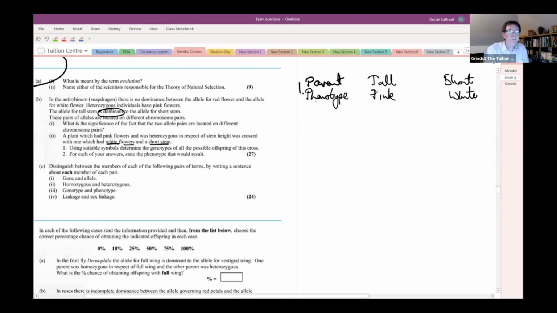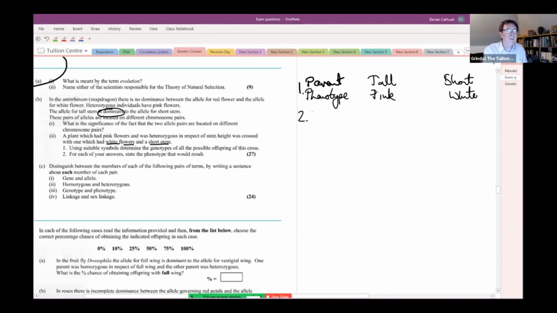So what we've done is we've listed the parent phenotypes. It's important to write down those words, parent phenotype, and not just write down the two characteristics of tall pink and short white, because parent phenotype is like labeling in a diagram, and they treat this like a label. So the question says use suitable symbols to determine the genotypes of all the possible offspring of the cross. They're asking you to do the full cross here, and there's lots of marks going for this.